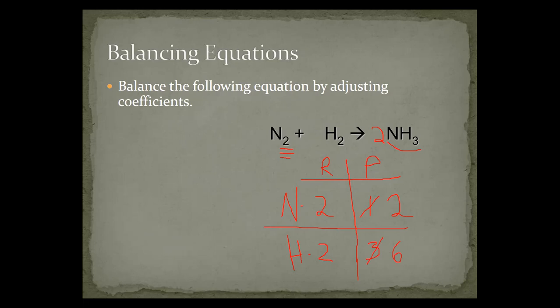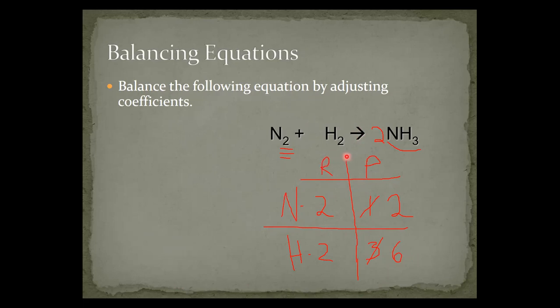So now I check to see if things are balanced. My nitrogen on the left side is at 2. My nitrogen on the right side is at 2. Nitrogens are balanced. Now I look at my hydrogens. I've got 2 going in, but I've got 6 coming out. So now I can see that this is not balanced.